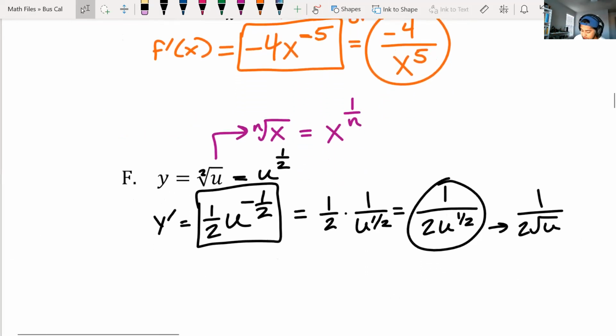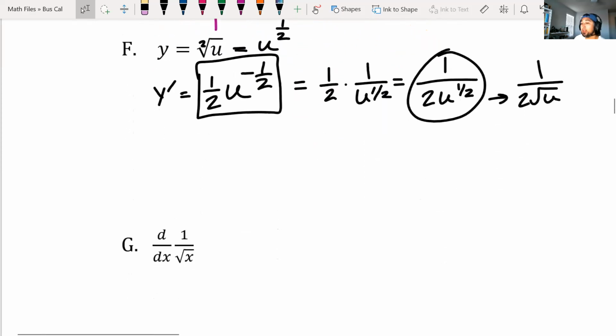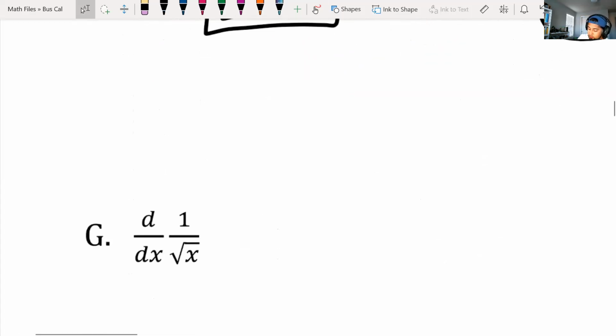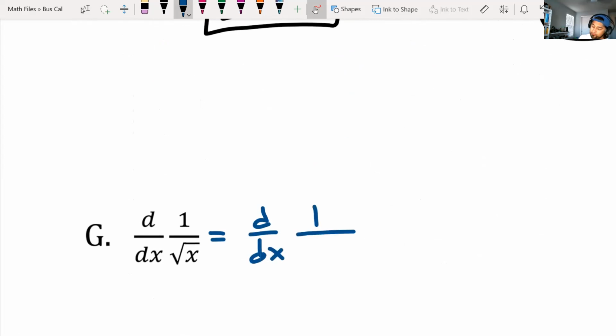All right. Let's do it again. d over dx of 1 over the square root of x. Okay, this says take the derivative of this expression. But again, we can't take the derivative in this form. So we have to do a couple rewrites. And from the above, what is another way to rewrite the square root of x? X to the 1/2.